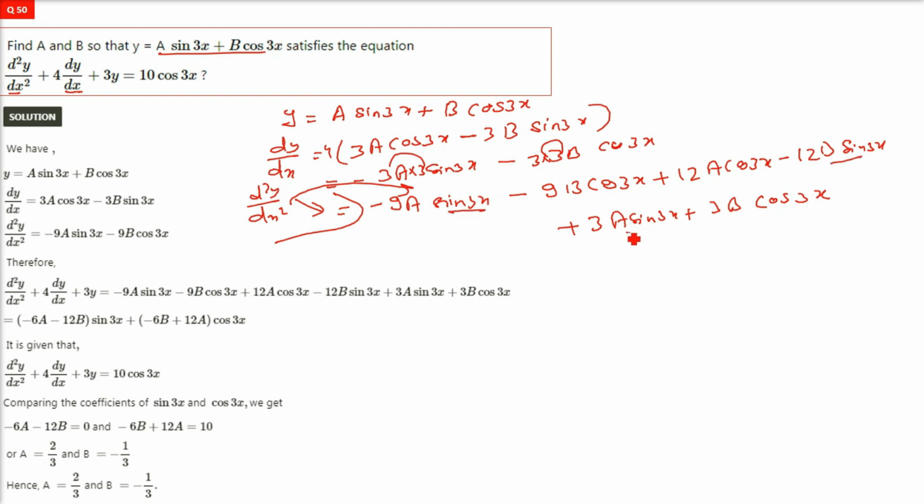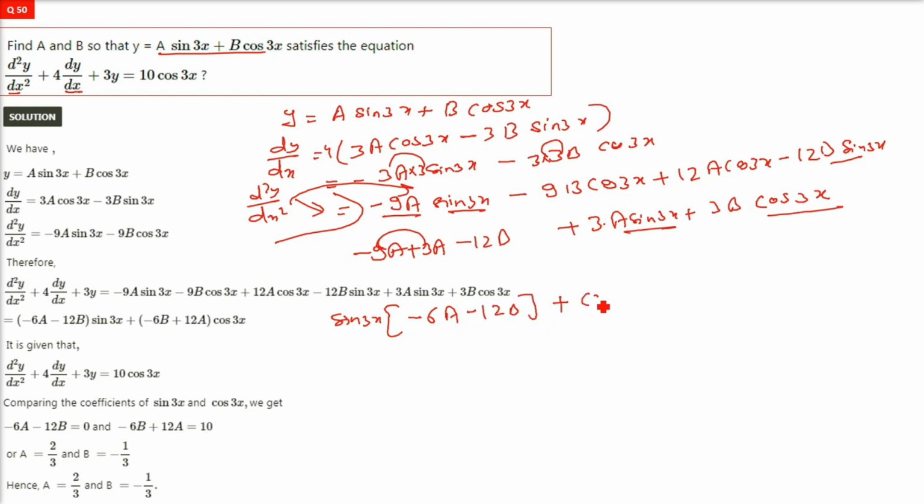Now take the sin 3x term together and take the cos 3x term together. So for sin 3x, when you take it outside, it will be minus 9a, then we have minus 12b, and then 3a. All the terms with sin 3x I am taking together. Minus 9a plus 3a is minus 6a, minus 12b. This is sin 3x.